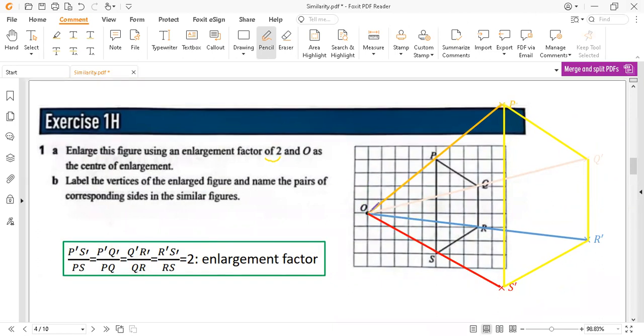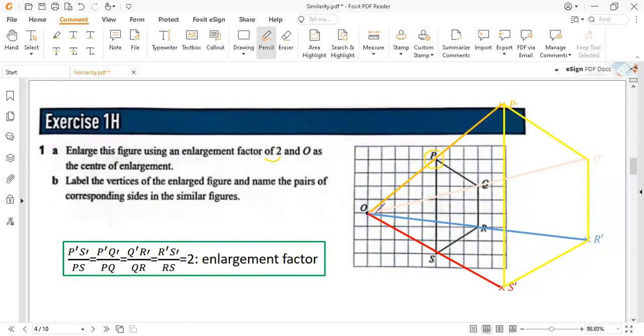Normally, it is easy to draw a ray passing through O and P, and to measure OP. We measure OP, and we want OP prime equal to the scale factor 2 times OP. So if OP is equal to 3 centimeters, then OP prime is equal to 6 centimeters. So here it is easy to find out that P is the midpoint of OP prime.